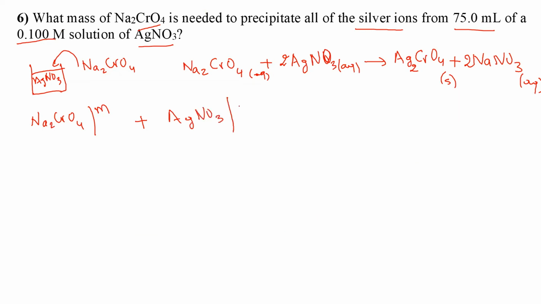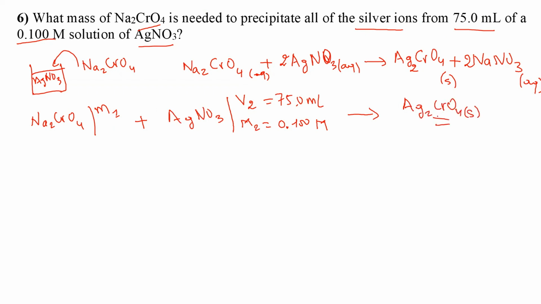And we know its concentration, M1. V2 equal to 75.0 ml. So this is the solution of silver ion, and the concentration, M2, 0.100 molar. Okay, and this will give, we know, precipitation of silver chromate.